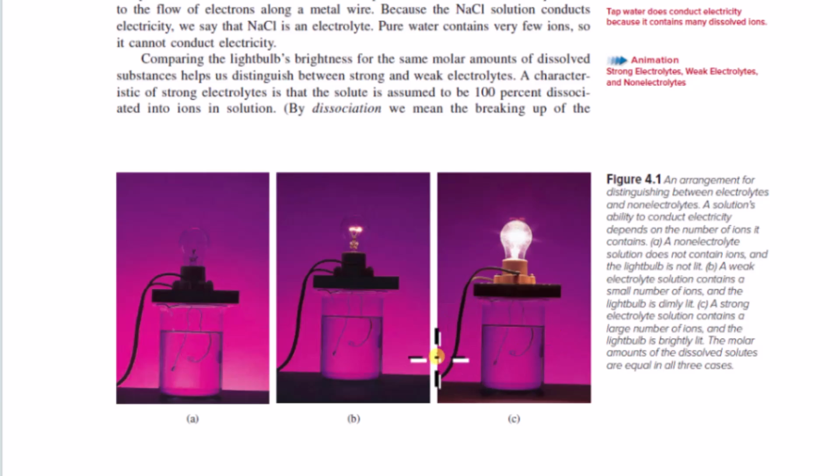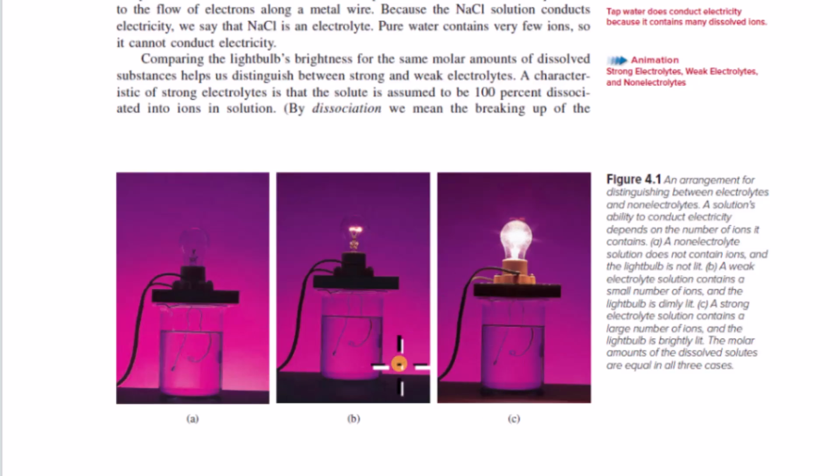So that is true. But it doesn't tell the whole story, because you could add more weak electrolyte here and add less strong electrolyte, and you'd have a brightly lit light bulb here and a dimly lit light bulb here. Absolutely. You could do that.